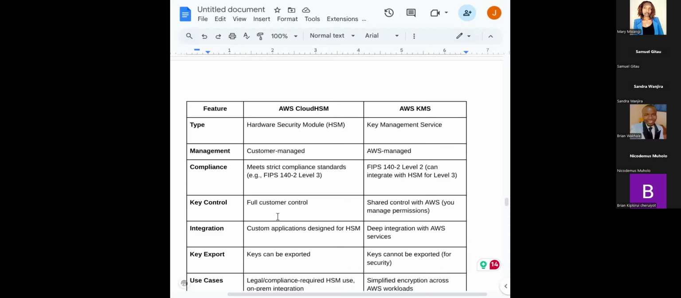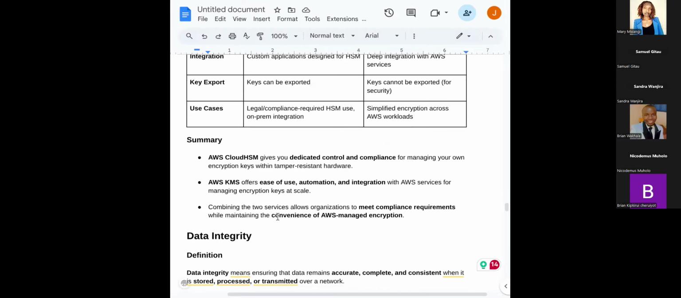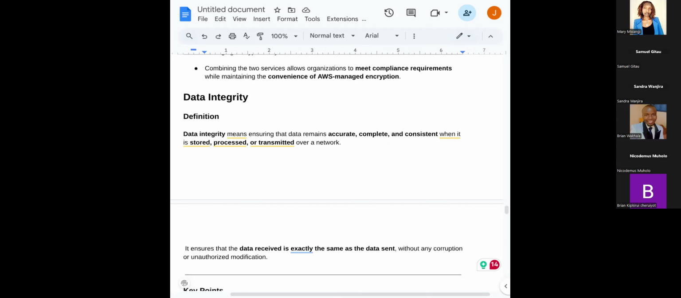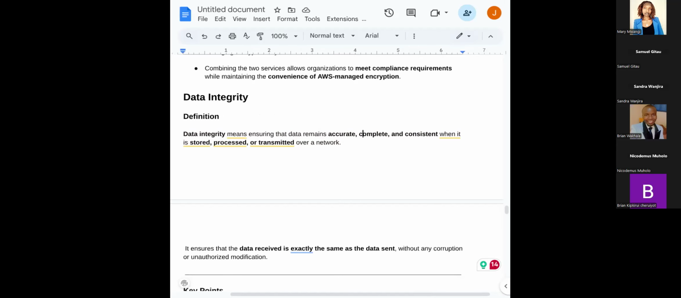All right, so let's go to data integrity. We said integrity is ensuring that your data is not tampered with, not deleted, not accessed, it's the way it is. If you send your data as this entire paragraph, you're going to find it as it is. That's data integrity. It is accurate, complete, and consistent, just as you stored it, processed it, or even transmitted it.